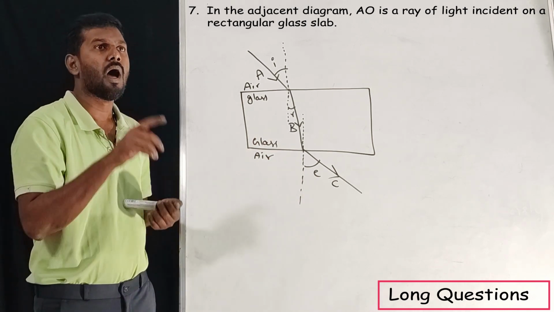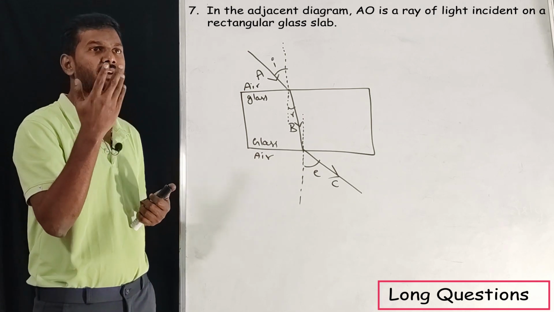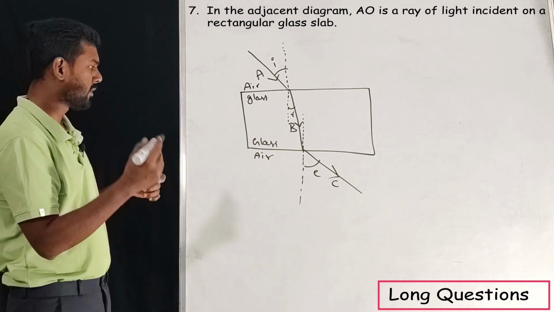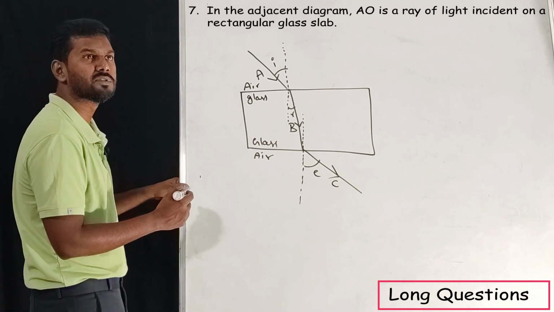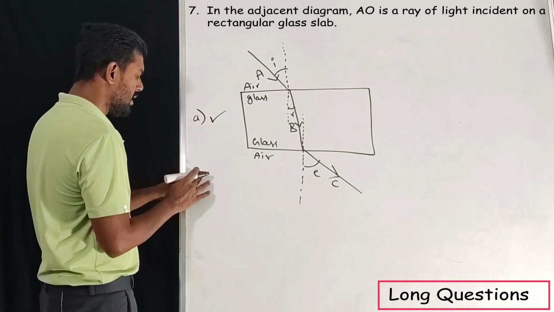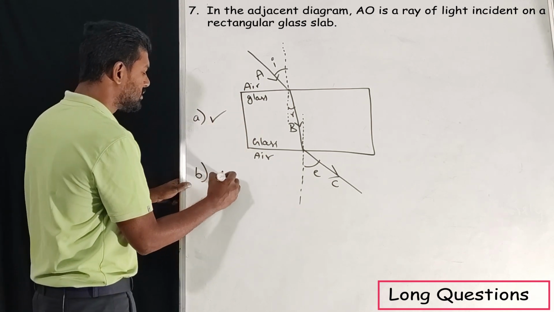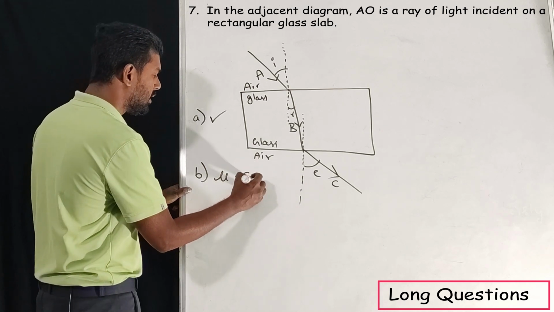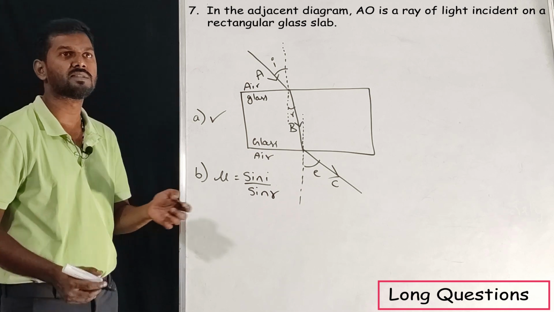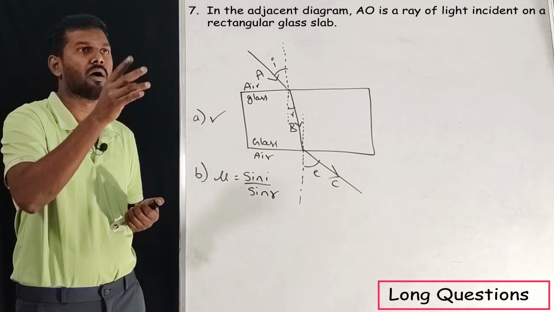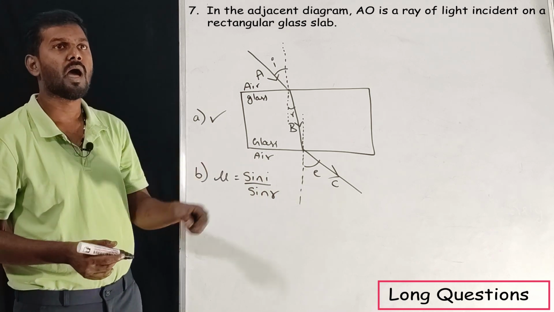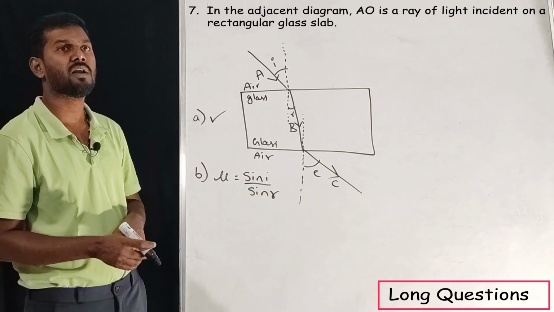Next, how is the refractive index of glass related to angles of I and R? This we know. That is the second sub question. First sub question is drawing the diagram. Second sub question, how is mu related to I and R? That is nothing but sin I by sin R. This is the Snell's law. Then mark the angle of emergent by the letter E. That is done.